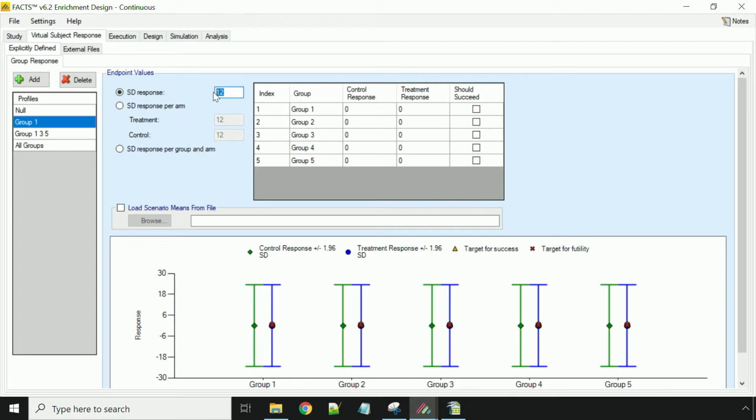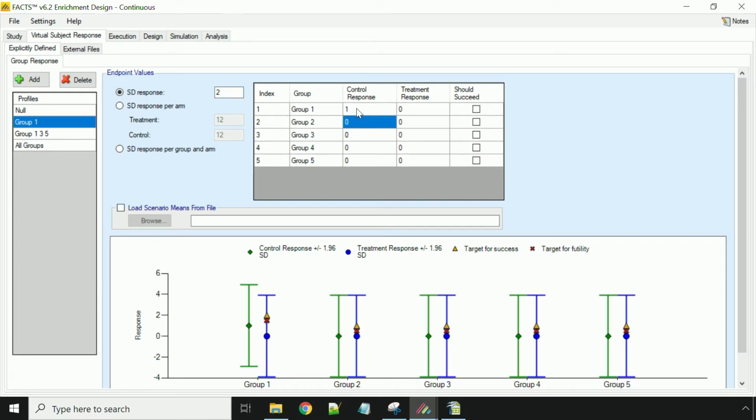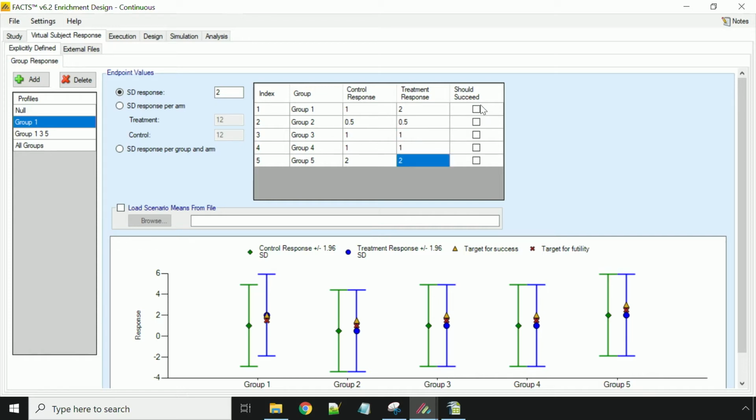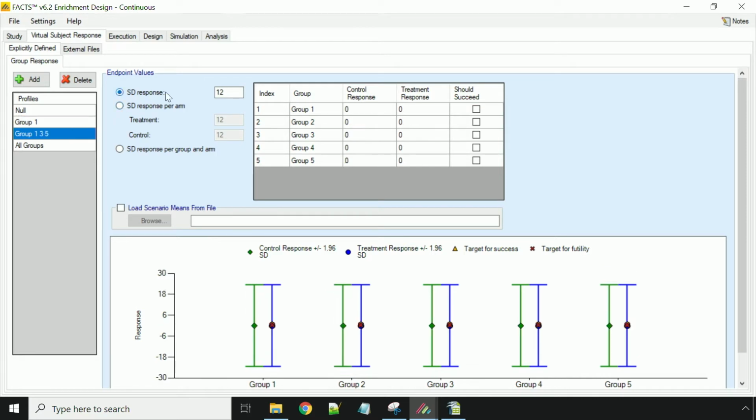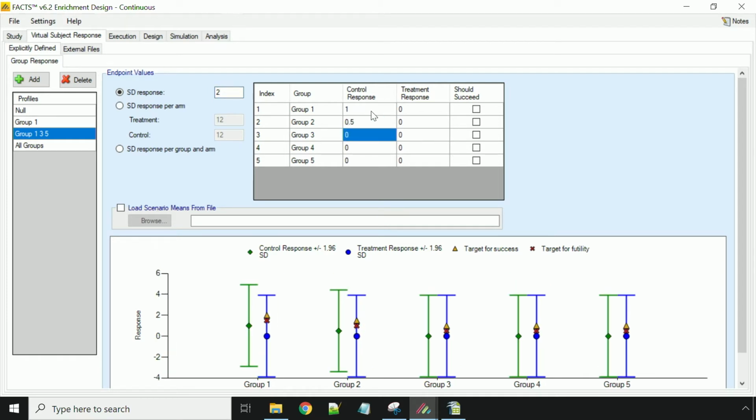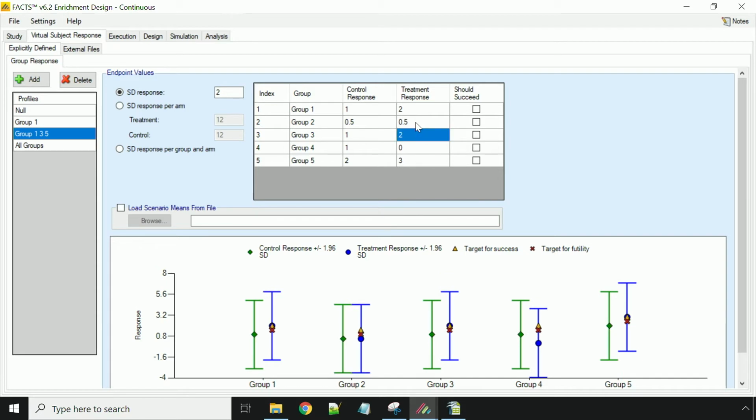In group 1, again, standard deviation of 2, our same pattern of control responses. And in this case, the group 1 treatment response is going to be 1 point better than control, but for the other groups, it's going to be the same. So groups 1, 3 and 5 now, again, standard deviation of 2, the same pattern of responses on control. And now it's group 1, group 3, and group 5 that have the 1 point improvement, and the other two have a null effect.